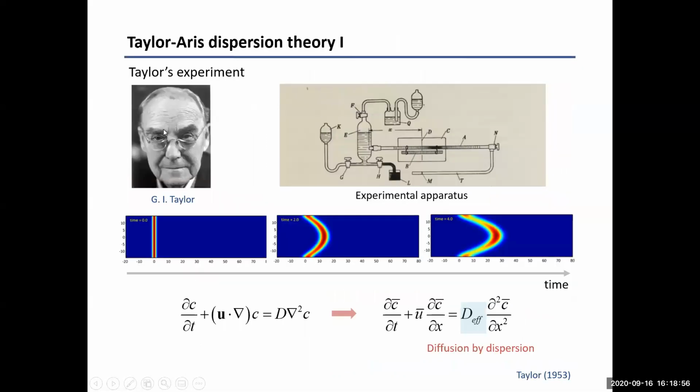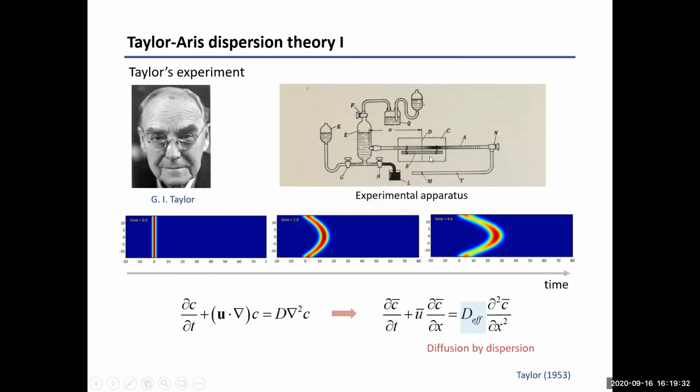To do this, let me go back to the very original work on Taylor-Aris dispersion theory. This is from the work of G.I. Taylor back in the 1950s. He considered a nice experimental apparatus. Here you see a very long and thin horizontal circular pipe, and he applied a liquid flow through the pipe, and he also put some substance in, and he wanted to examine how this substance evolves in the axial direction.